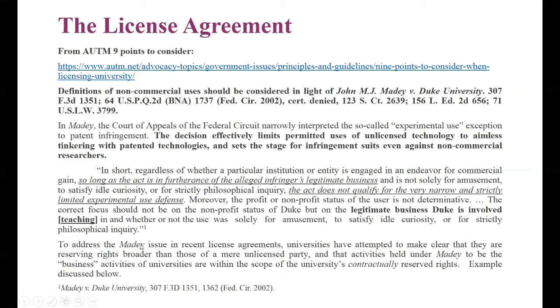So to address the Madey issue, in recent license agreements, universities have attempted to make it clear that they are reserving rights that are broader than those allowed to a mere unlicensed party under the law. And in order to do this, universities put reserved rights right into the contract so that they are contractually reserved rights. And we'll give some examples of this below when we talk about the university agreement in the last part of this presentation.